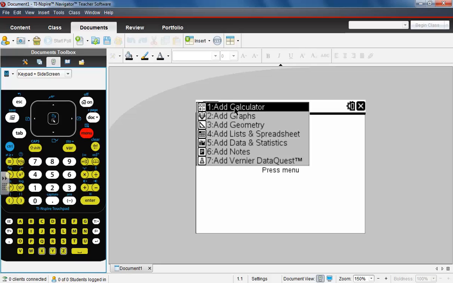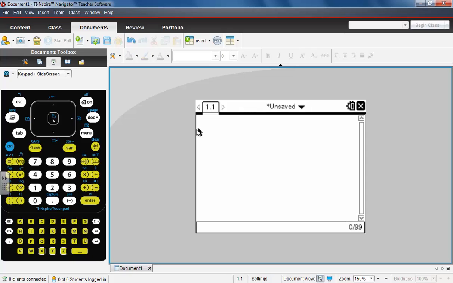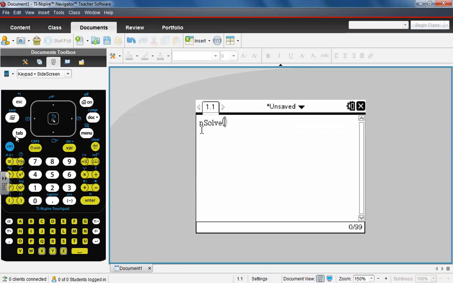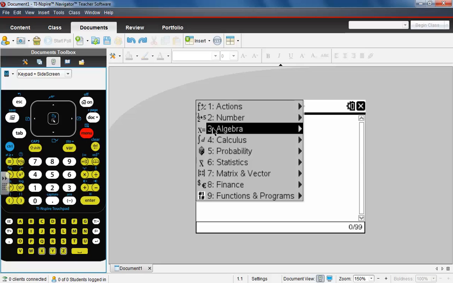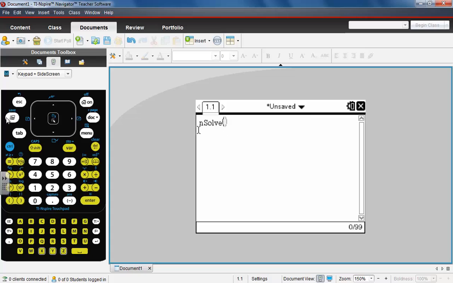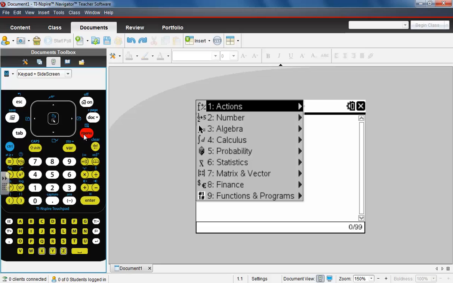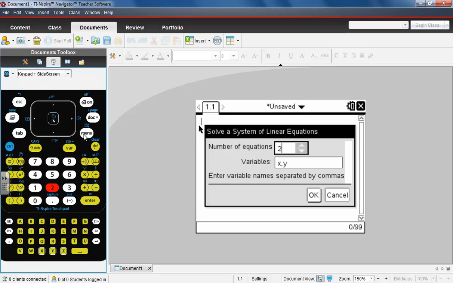Okay, so this works pretty much like NSolve. We're going to add a calculator page, and we will go menu 3, menu algebra. I don't want NSolve. Menu 3, and I want number 2, solve system of linear equations. And so this is asking how many equations. Well, we have 2 equations.